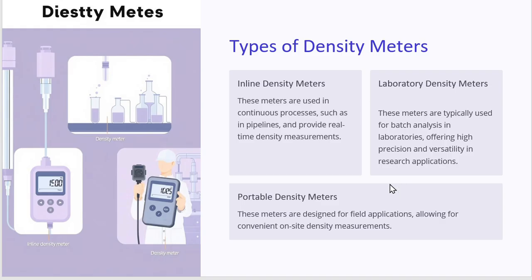Now we're talking about the types of density meters. There are two or three types of density meters, for example, inline density meter, laboratory density meter, and portable density meter.